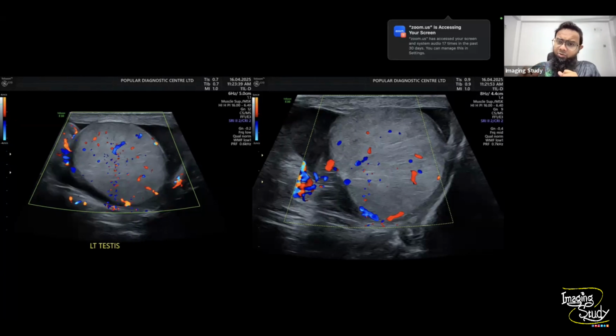So it apparently looks normal. We should not be, because the testis is swollen and heterogeneously hypoechoic. You see some hypoechoic areas here, but there are no vascular changes. So why is it happening here?